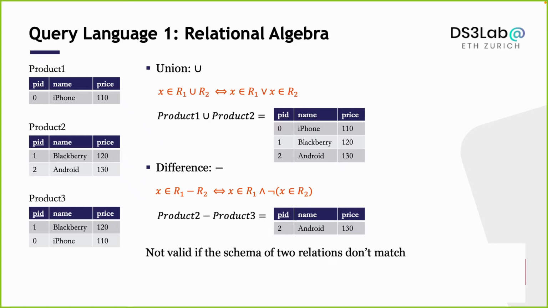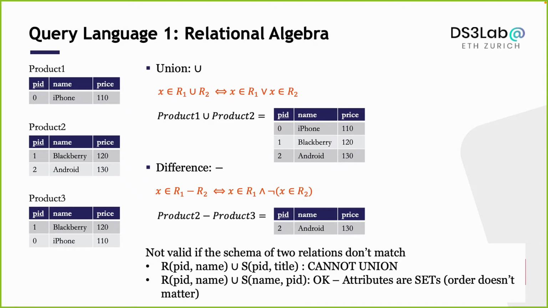Again, it's not valid if the schemas of two relations don't match. For example, if you have a relation with product ID and name, and another relation with product ID and title, you cannot union them, and you cannot take the difference, because you don't really know what that even means.